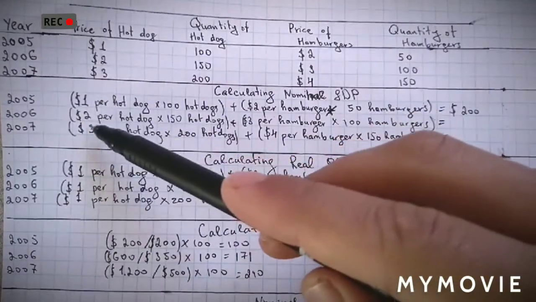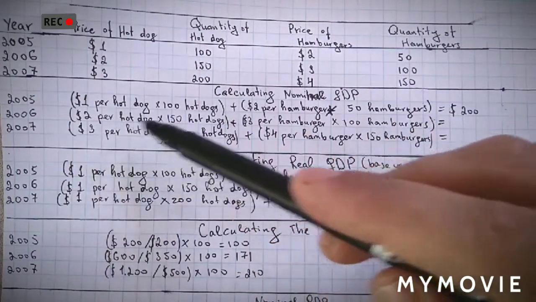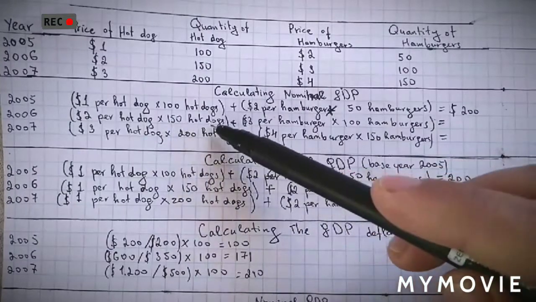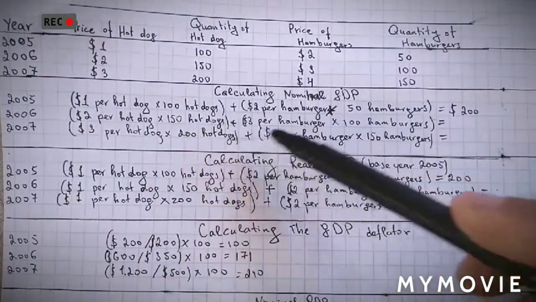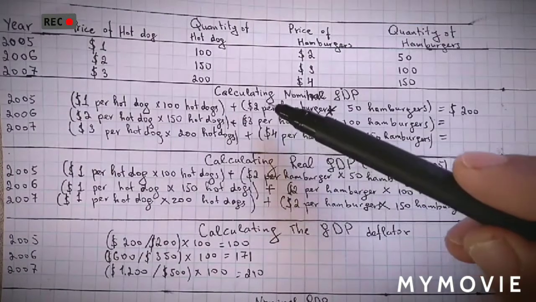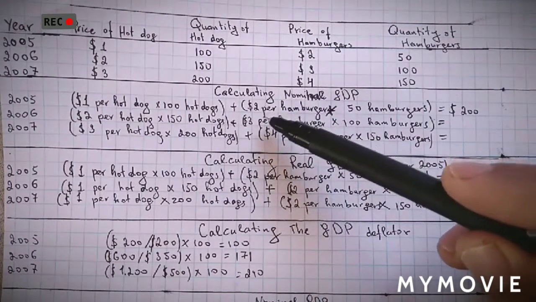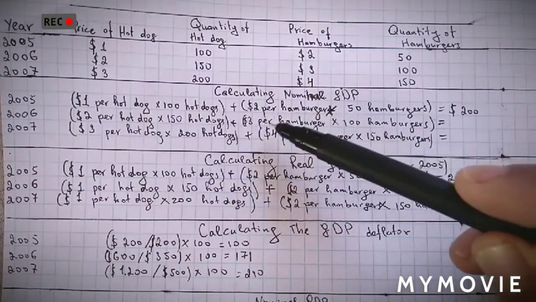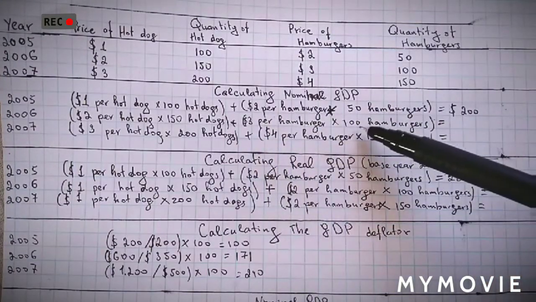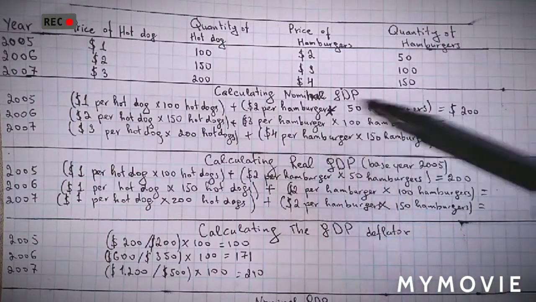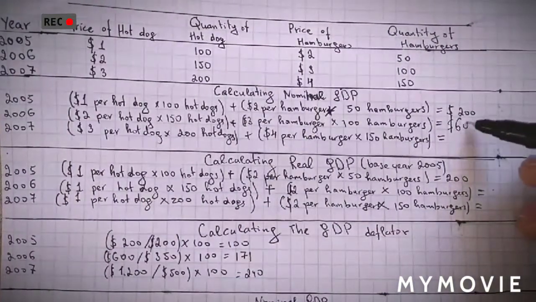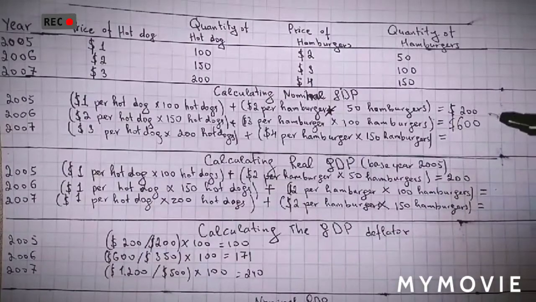the price has changed to $2 per hot dog, and the 150 hot dogs are multiplied. Then the hamburger price has also changed from the previous year to the present year, $3, and the quantity is 100 hamburgers. It is calculated and added. So the result is $600.